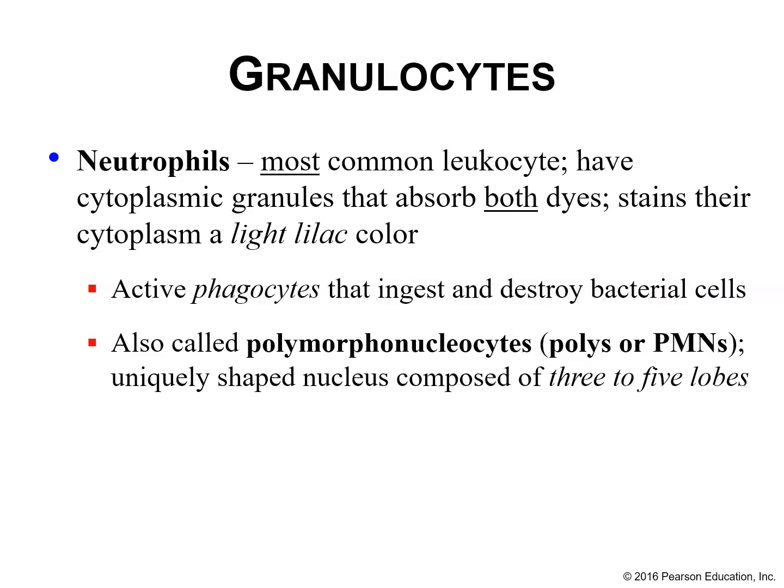These are very active phagocytes that ingest and destroy mainly bacterial cells. They are also referred to as polymorphonuclear leukocytes, or polys or PMNs, because they have this uniquely shaped nucleus composed of generally 3 to 5 lobes. However, I've counted as many as 8 lobes in many of these neutrophils.